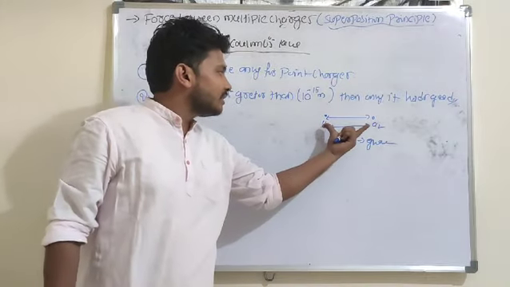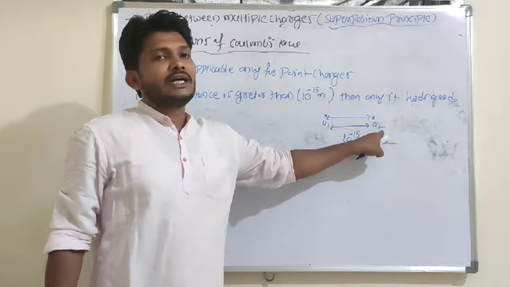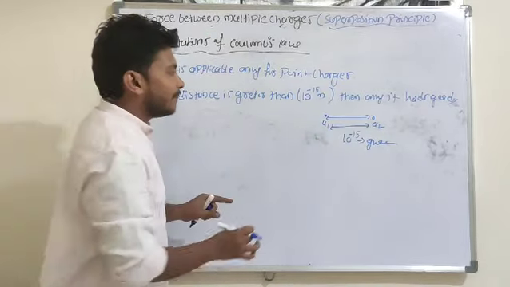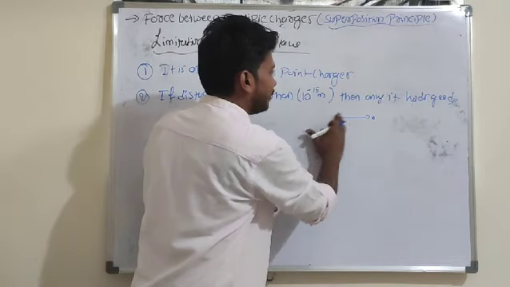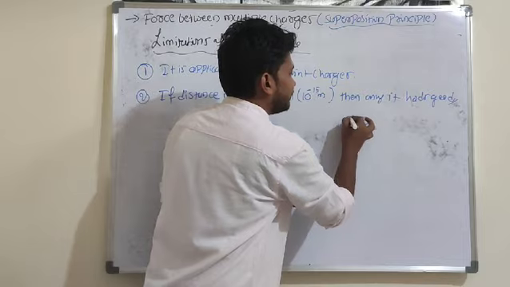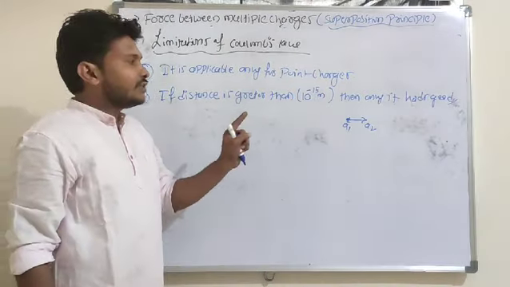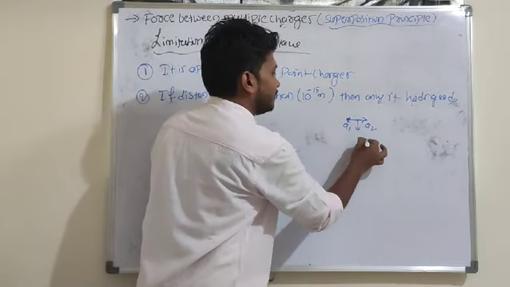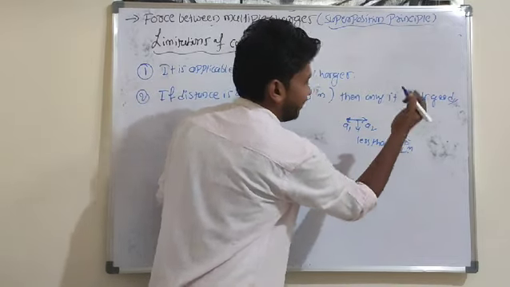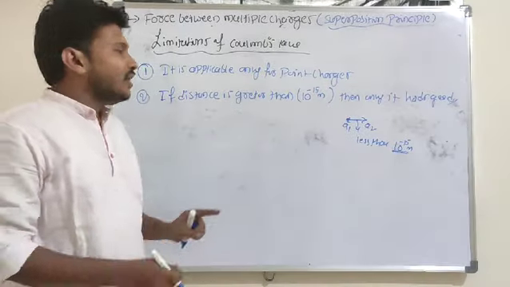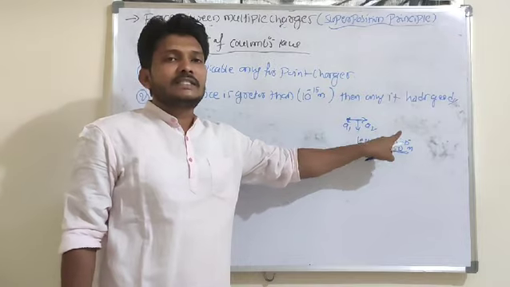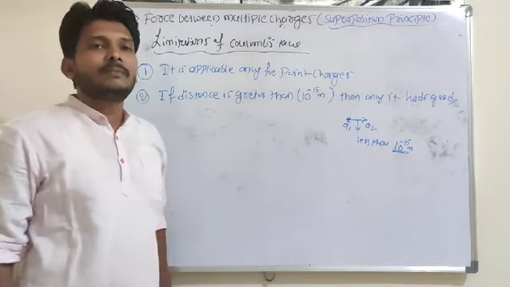So in order to obey Coulomb's law, the distance between the charged particles must be greater than 10 to the power of minus 15 meter. What happens if the distance is less than 10 to the power of minus 15 meter? For example, this is charge q1 and this is charge q2 here. The distance between charge q1 and q2 is less than 10 to the power of minus 15 meter. It loses its validity. Why does Coulomb's law lose its validity if the distance is less than 10 to the power of minus 15 meter here?